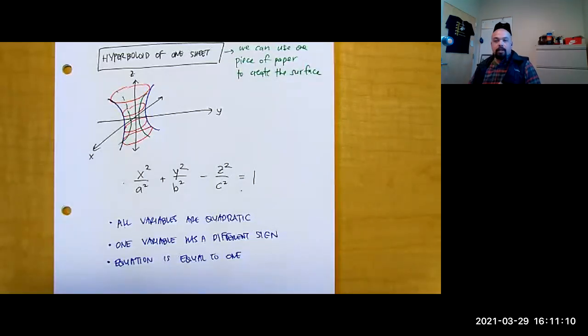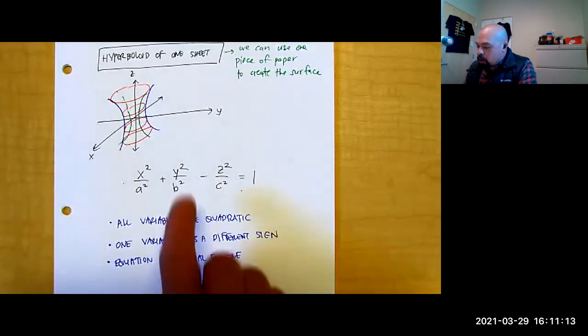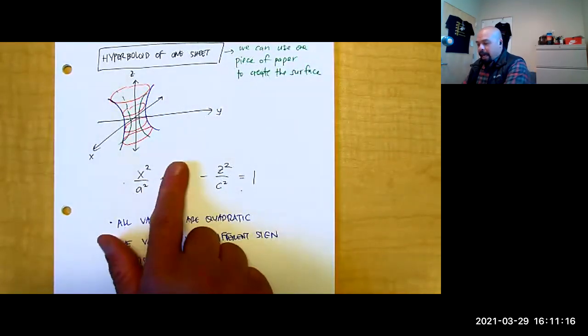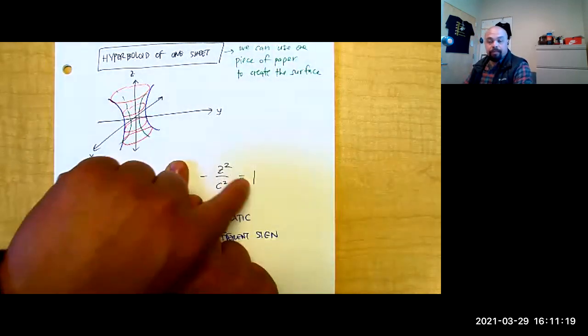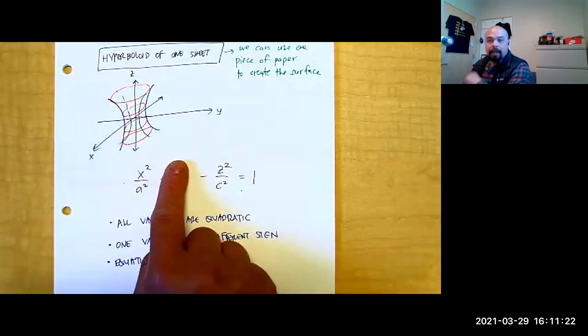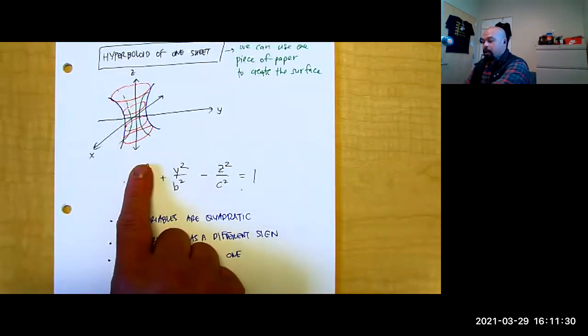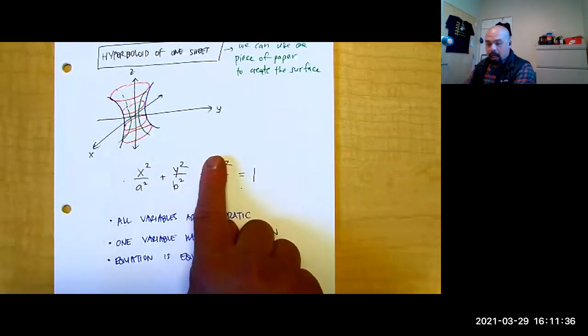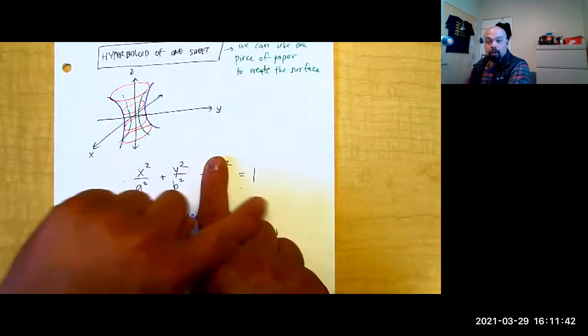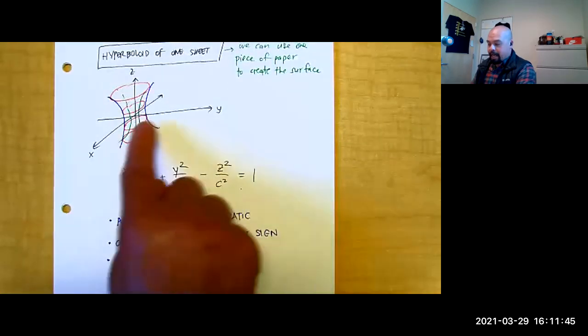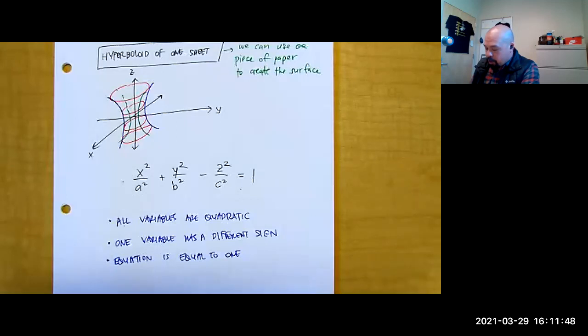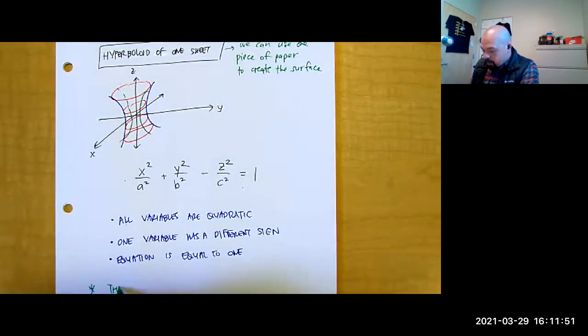And so again, when we start to think about those traces, if I drop out one of my variables, the y variable, x squared minus z squared equals 1, right? That's a hyperbola, going back to our conic sections. Okay, y squared minus z squared, again, another hyperbola. But then letting z take on a constant, x squared plus y squared equals 1, that's going to be that ellipse or circle that's opening up along the z-axis, okay?